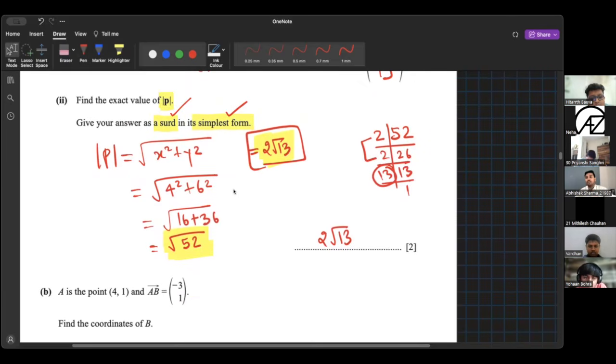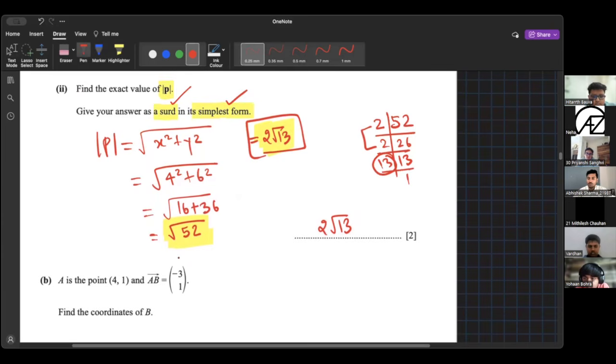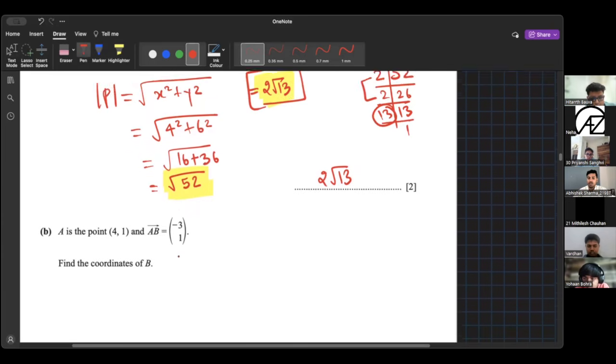And if your answer is something like 3 upon 7 pi, then you leave it as 3 upon 7 pi. Don't multiply with 3.14. Not even 22 by 7. Okay?